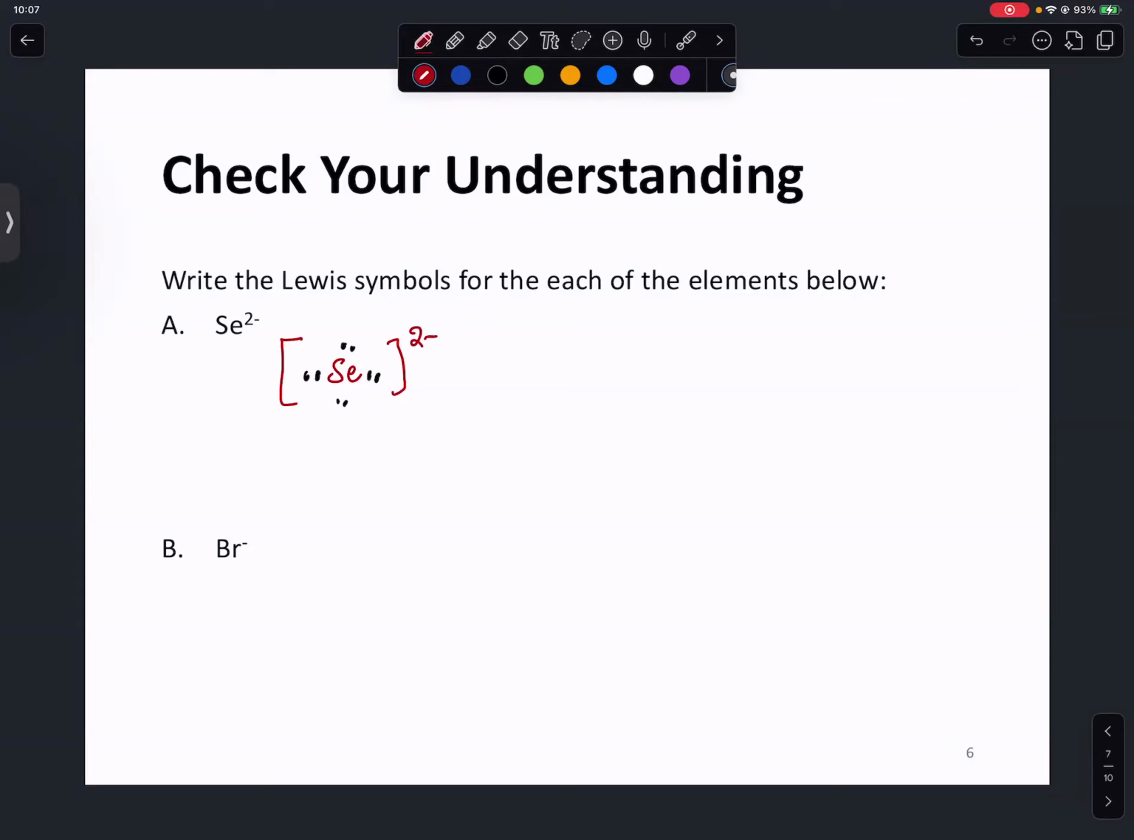Same thing for bromide. Bromine is in group 17, so bromine has 7 valence electrons: 1, 2, 3, 4, 5, 6, and then 7. Since it gained 1 electron, I'm going to pair it to form the octet, and then I'm going to put it in a bracket with a negative charge.